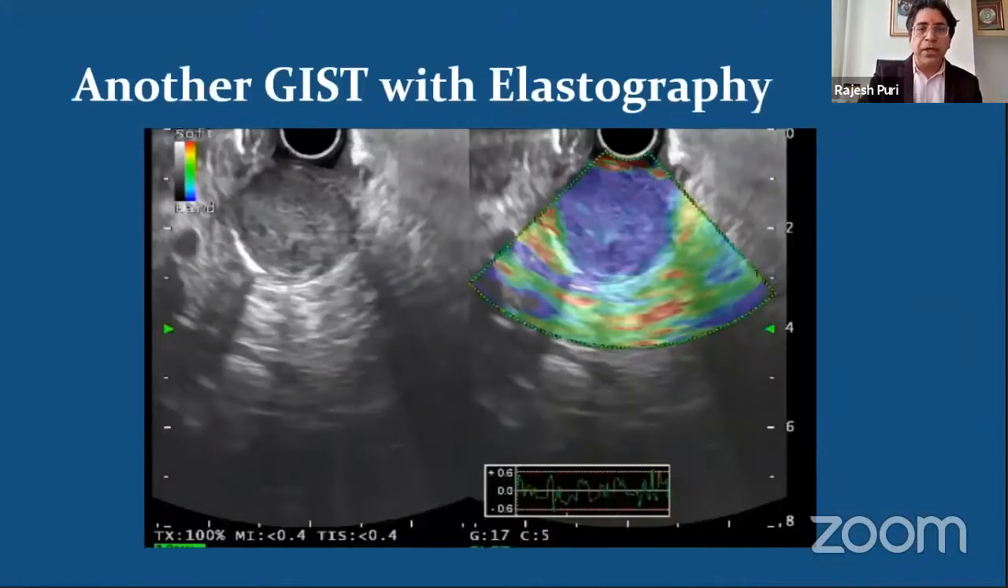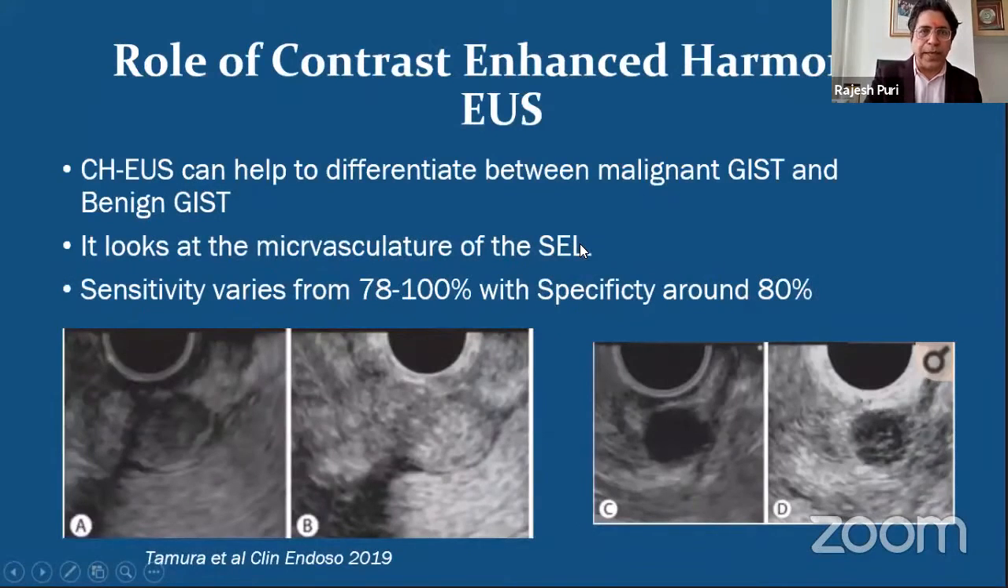Look at here, this is a subepithelial lesion originating from the fourth layer. On elastography it is completely blue. That favors that the possibility of a malignancy is very high.